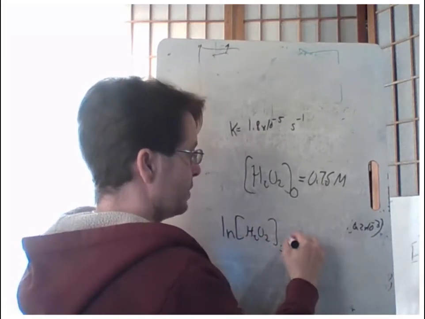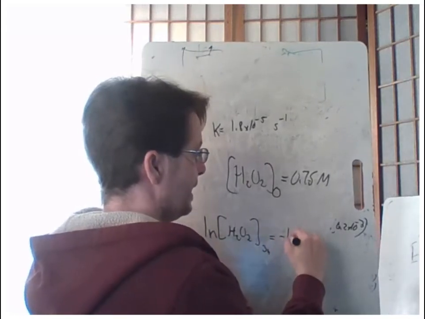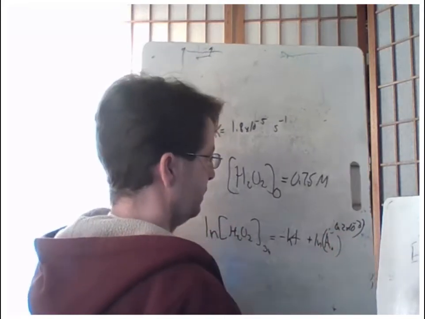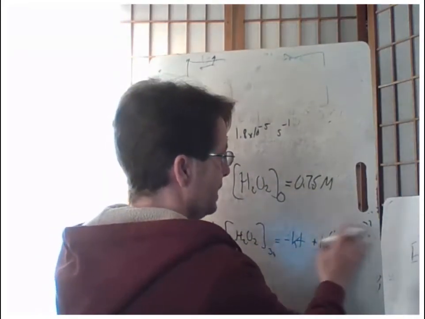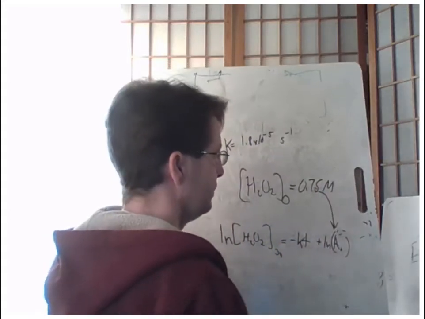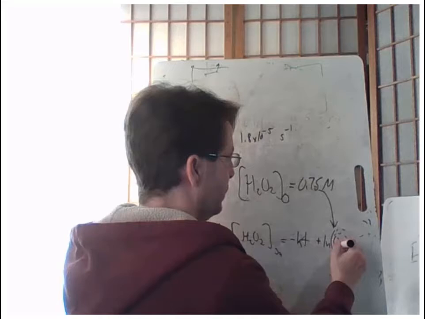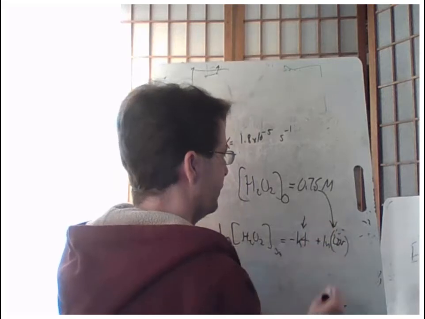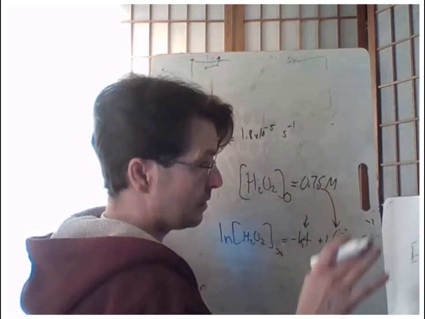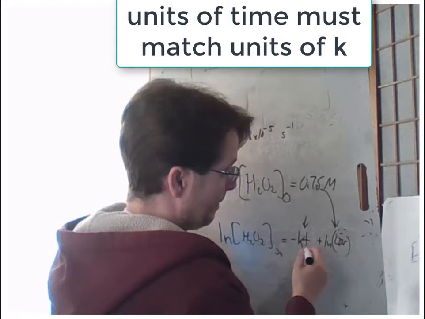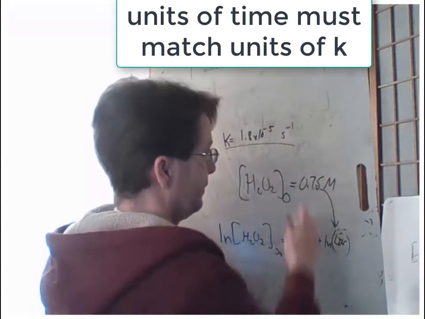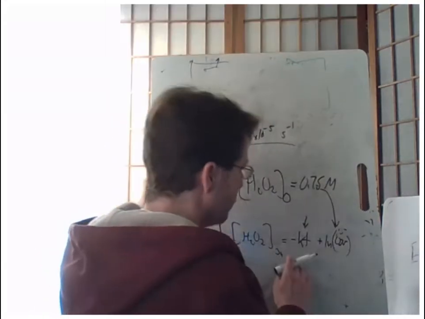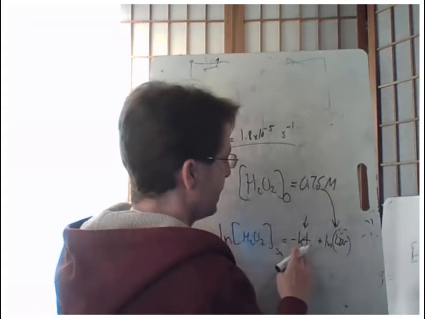So this is after 3 hours. That will equal negative kt plus ln a naught, whatever the concentration was at time 0. So we plug in that 0.75. And the only thing we have to care about then is plugging in our time. Now this is the only real thing you have to pay attention to: this time has to be in the same units as our k. Here it's seconds. So 3 hours is 10,000 seconds.